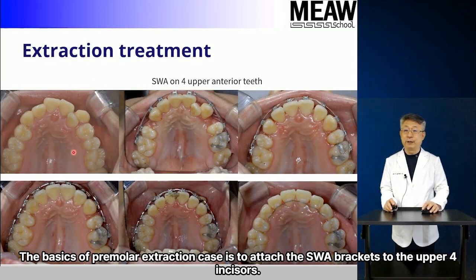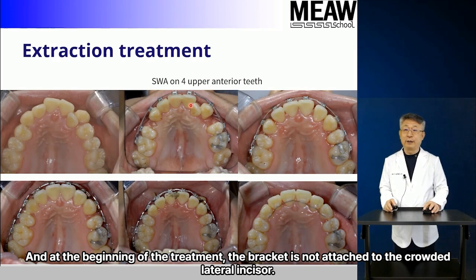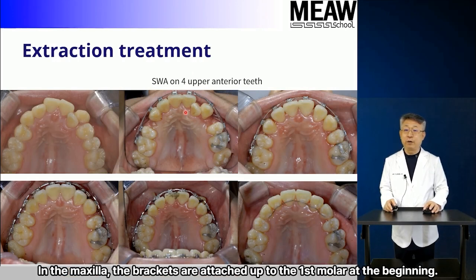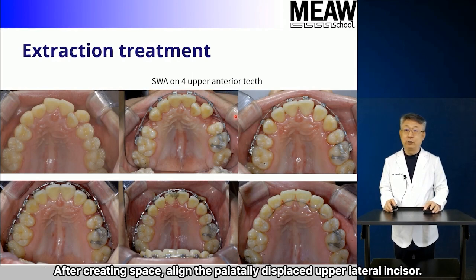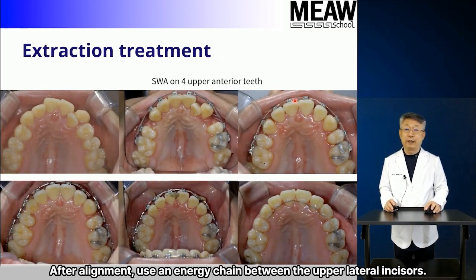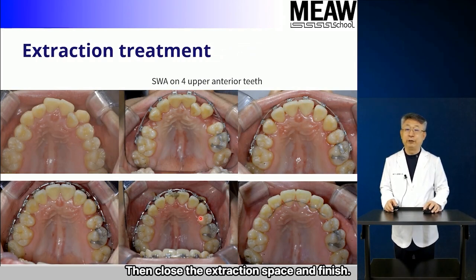The basics of a premolar extraction case is to attach the SWA brackets to the upper four incisors. And at the beginning of the treatment, the bracket is not attached to the crowded lateral incisor. In the maxilla, the brackets are attached up to the first molar at the beginning. After creating space, align the palatally displaced upper lateral incisor. After alignment, use an energy chain between the upper lateral incisors. Then close the extraction space and finish.